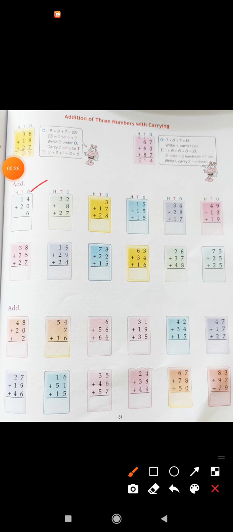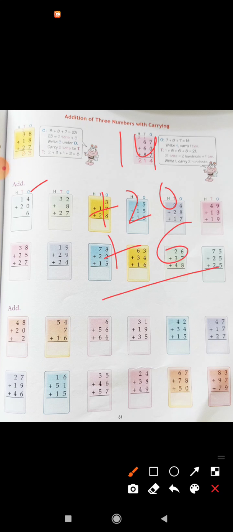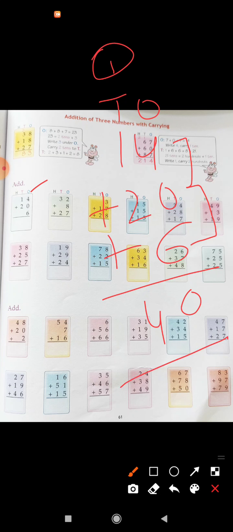First question is 14 plus 20 plus 6. This is your tens, this is ones. Add the ones. 4 plus 0 is 4. 4 plus 6 is 10. Write 0 here, 1 carry. Now add the tens. 1 plus 1 is 2. 2 plus 2 is 4. The answer is 40. Write in this page given 40.